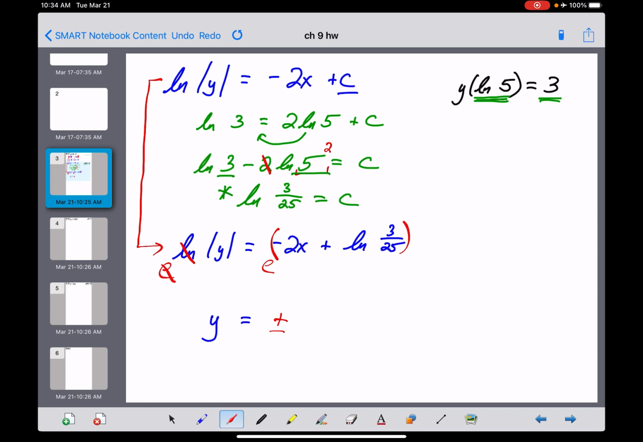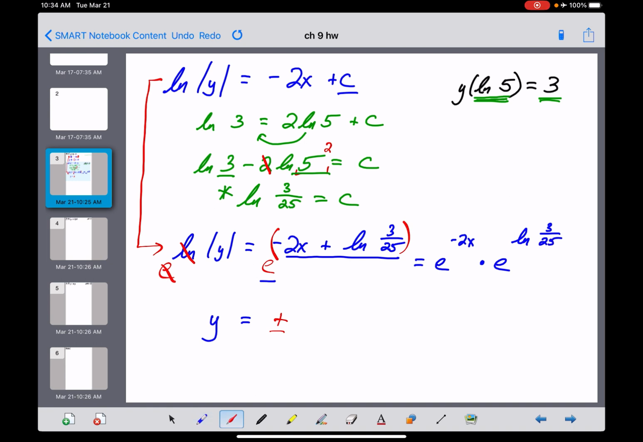And what I would probably do right now, guys, is go ahead and recognize, and we've seen this in a lot of our problems here, that a base raised to a binomial power, two terms being added together, could be rewritten as the base to the first power, negative 2x, multiplied by the same base, e, to the second power, which is the natural log of 3/25.